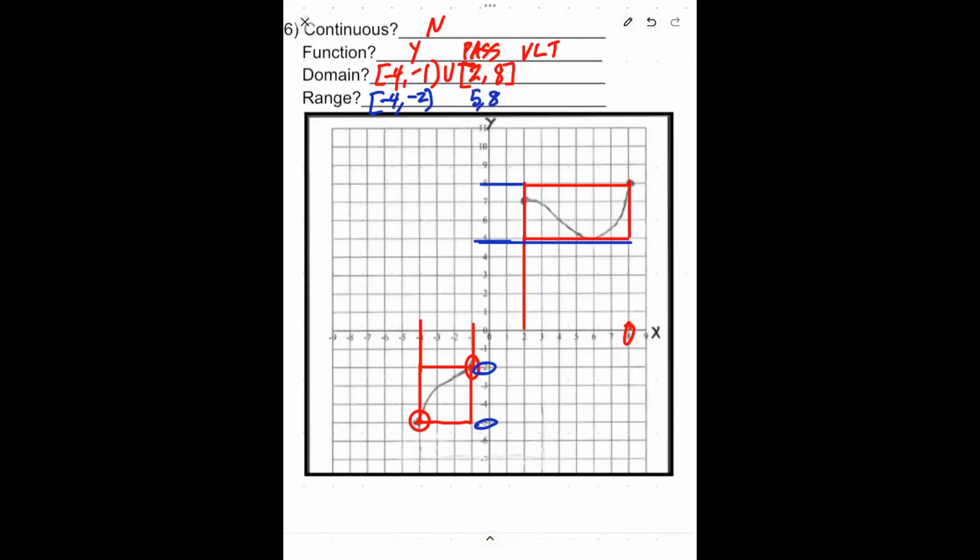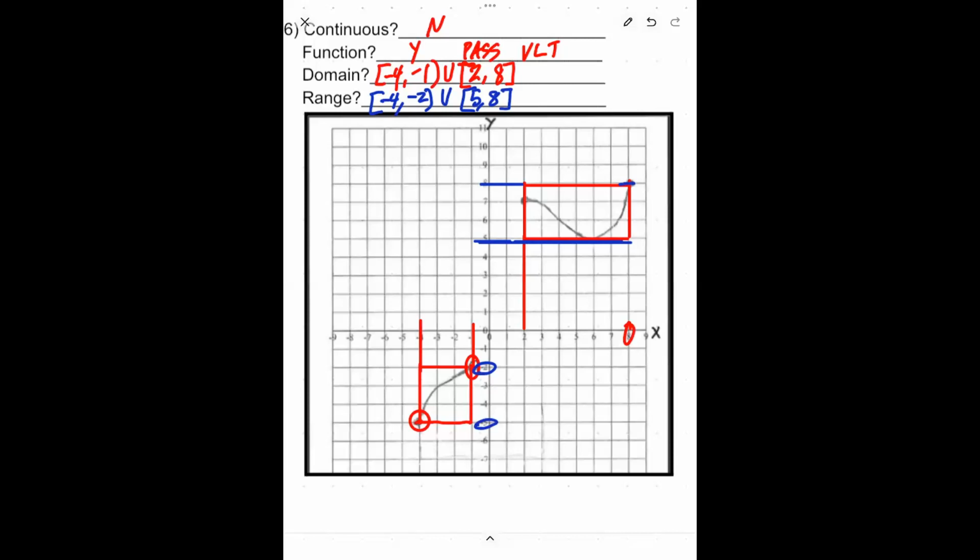And again, this is a closed circle. This one is touching the output line 5. So we're going to put brackets around it. And the last thing I need to do is put a U around it for unite. And so I'm going to take those two pieces and put them together to get the total range.